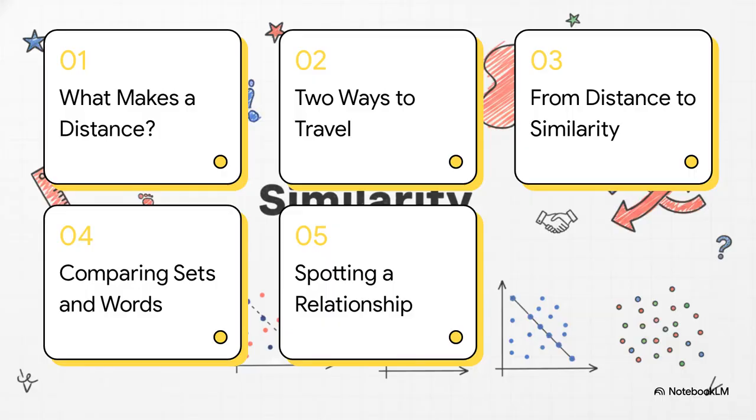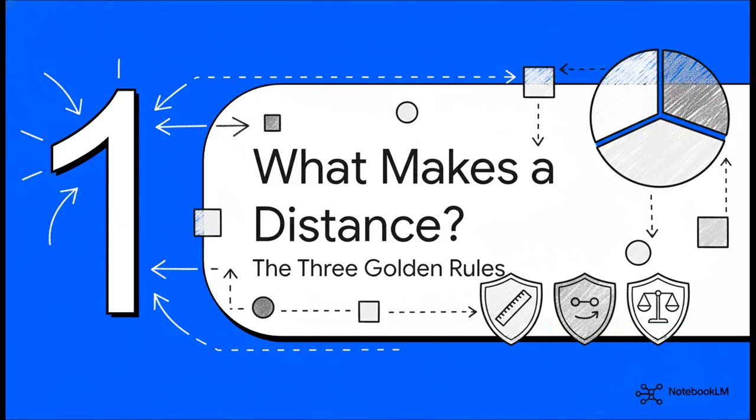All right, so here's our roadmap. First, we'll cover the 3 golden rules that a measurement has to follow to even be called a distance. Then, we'll check out 2 totally different ways to measure physical space. After that, we'll make the big leap into measuring abstract things, like similarity. We'll look at some other cool tools for comparing words. And finally, we'll touch on how to spot when 2 things are moving together, something we call correlation. Okay, let's get right into it.